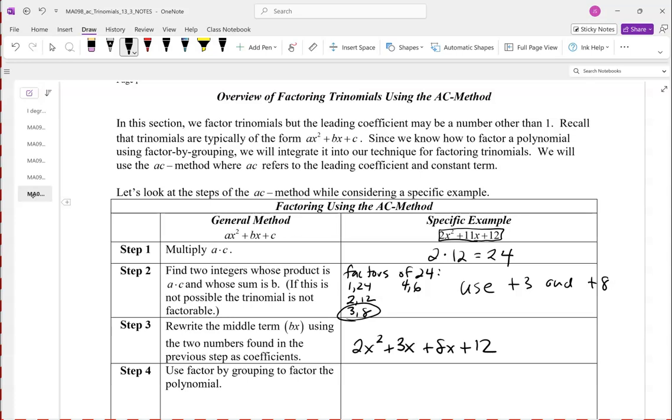Okay. How many terms do I have now? 1, 2, 3, 4. I said we had exactly one way to factor things when we have 4 terms. That was factor by grouping. That's exactly what we're going to do now. Remember factor by grouping? We treat the first 2 as a group and the second 2 as a group. What's the GCF of your first 2? The 1 for the coefficients, but x, right? So I can pull out an x. When we pull out x, what are you left with? 2x plus 3.